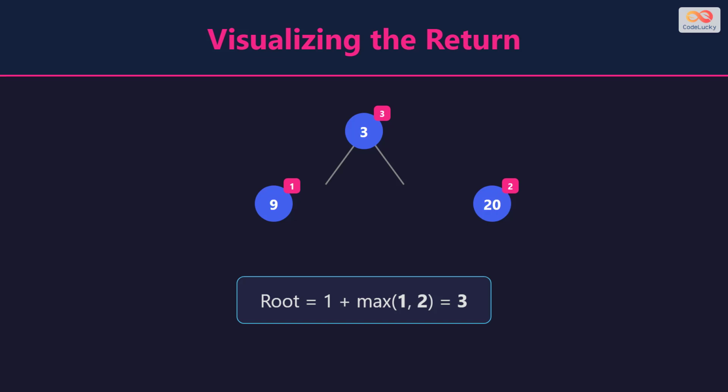Let's visualize how the values return up the tree. The leaf node 9 returns a depth of 1. The subtree rooted at 20 returns a depth of 2. The root node 3 then takes the maximum of 1 and 2, which is 2, and adds 1 to it. This gives us our final answer of 3.